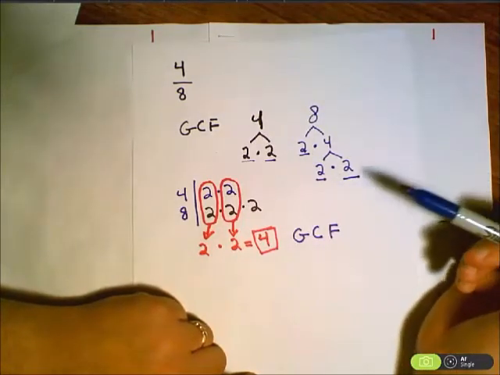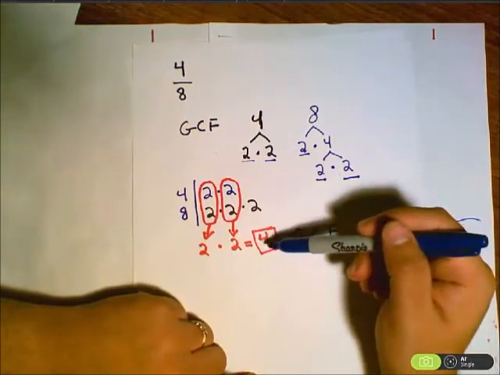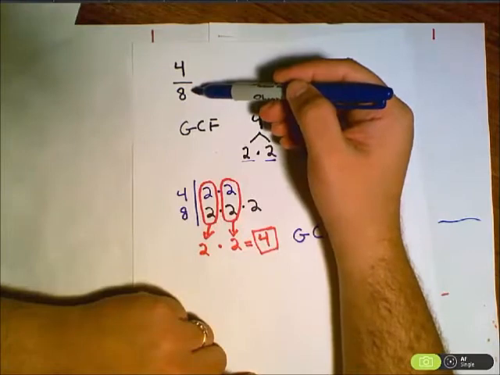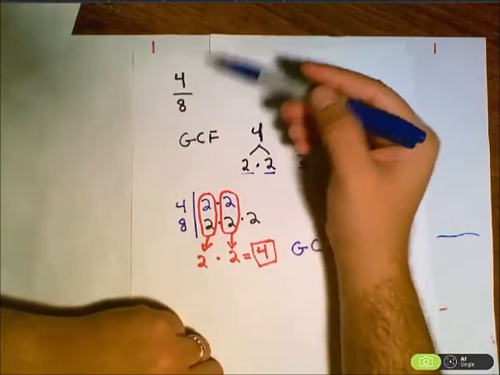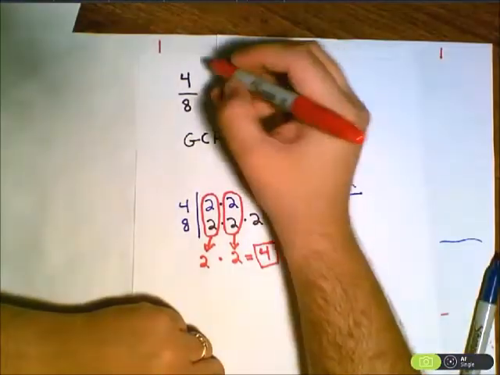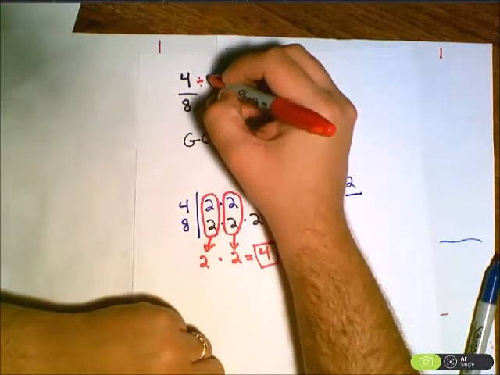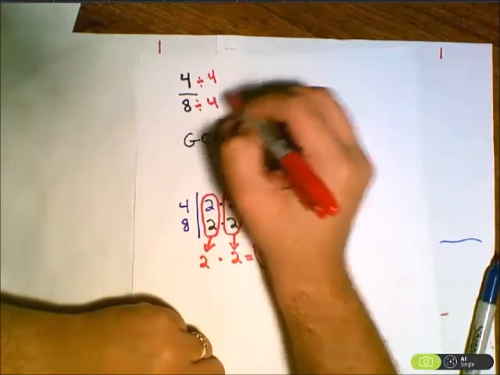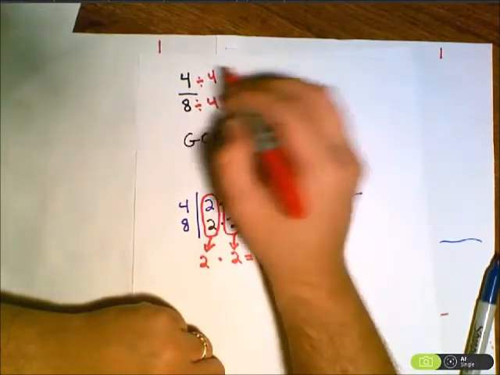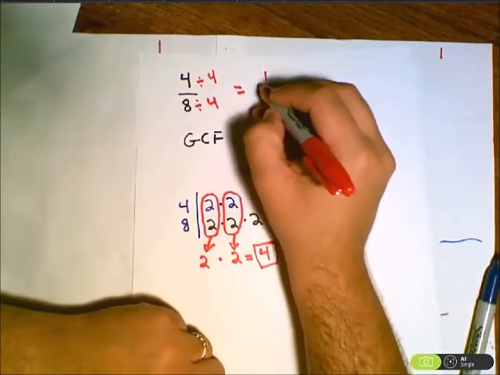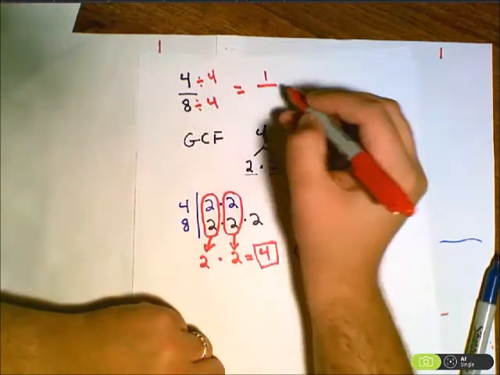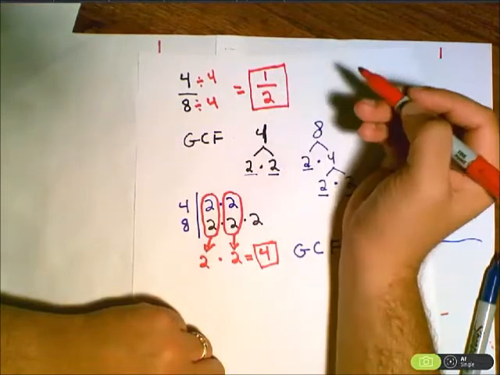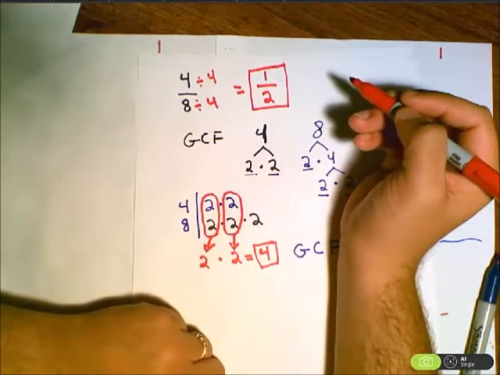What does that mean? That means I'm going to use 4 to divide the numerator and denominator of my original fraction. So I will now divide 4 by 4, and I will divide 8 by 4. That will give me 4 divided by 4 is 1. 8 divided by 4 is 2. That will give me 1/2, and that is my simplified fraction.